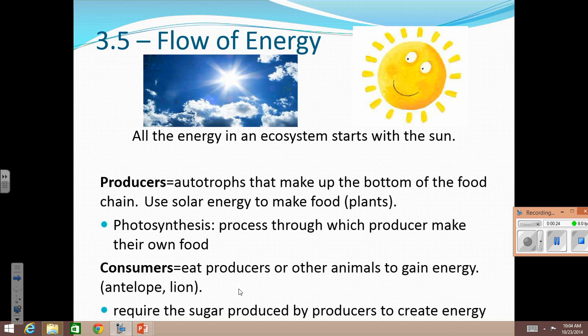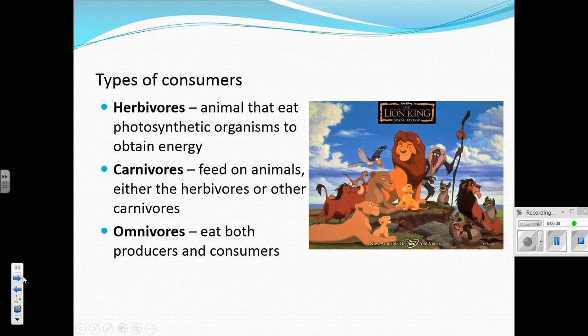Producers are plants, so grasses, trees, flowers, and things like that. Consumers are anything that has to eat in order to survive. So anything that cannot make its own sugars, but has to eat to get it. So you can have an antelope that's eating the plants, or you can have the lion that's eating the antelope. Both are considered consumers. There's a couple different kinds of consumers.